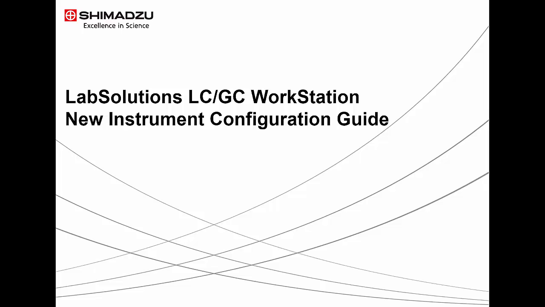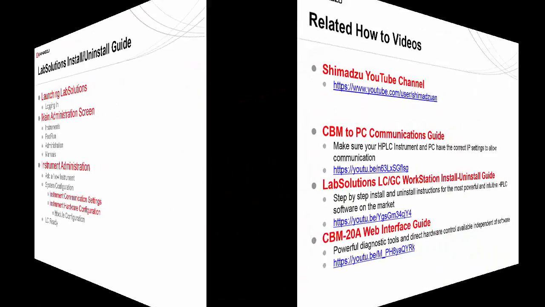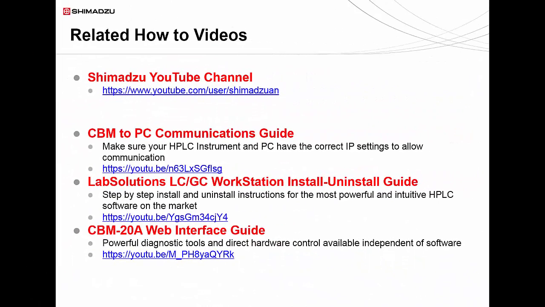In this video guide, we are going to go through performing an initial instrument communication setup and hardware configuration. Prior to accomplishing this, you'll need to have both installed LabSolutions software as well as set your IP communication settings on both your HPLC and PC so that they are in the same subnet. Please refer to our additional how-to videos on our Shimadzu YouTube channel to get additional assistance with these topics.